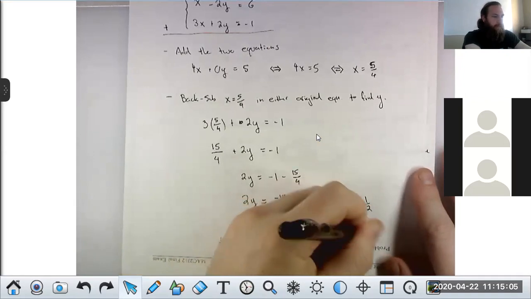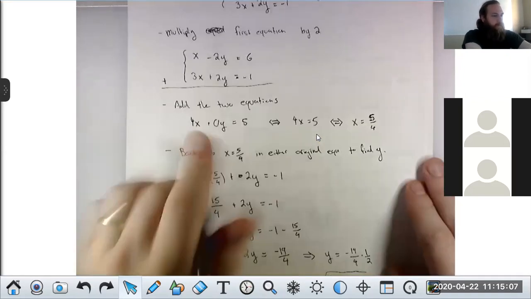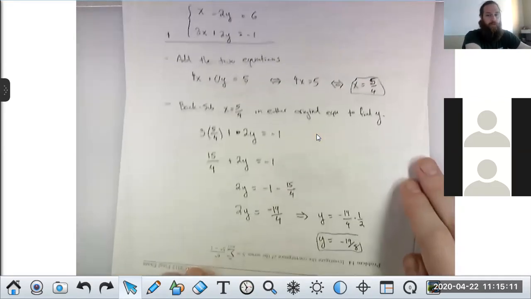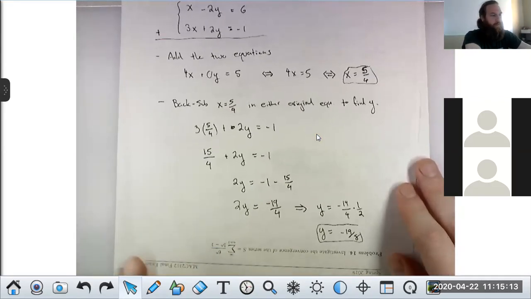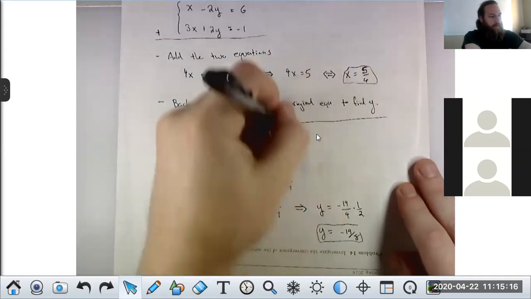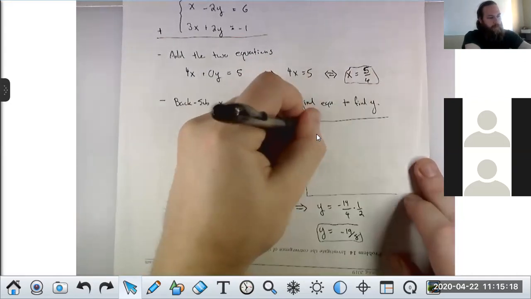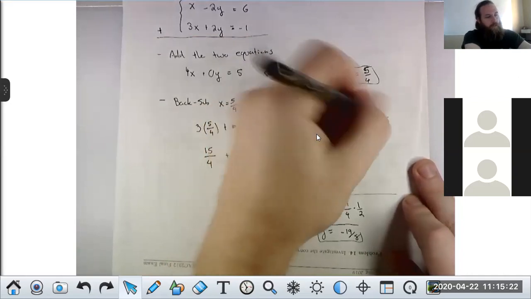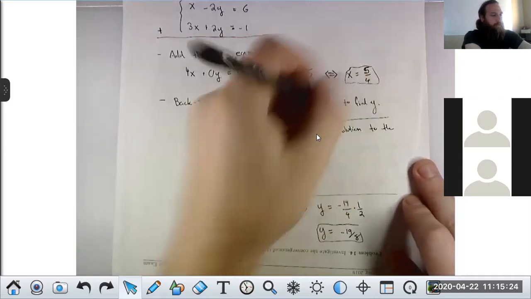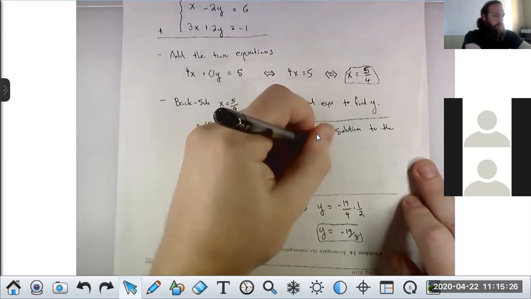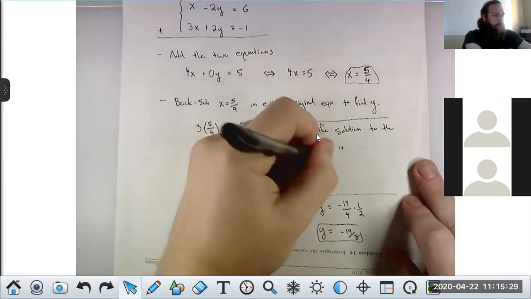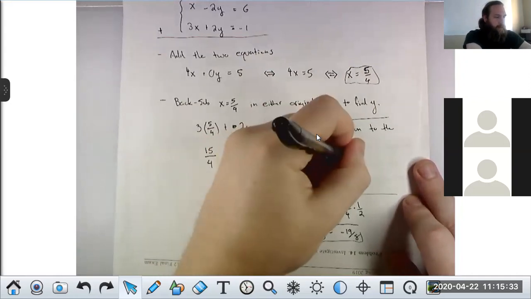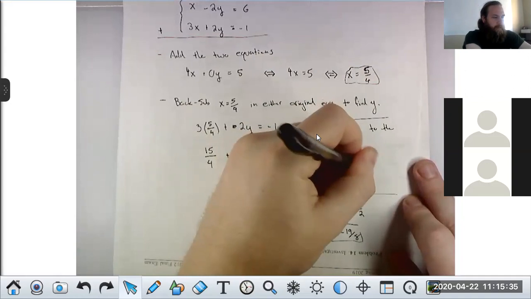So this is the y value, and this is the x value. So the solution to the system is the point 5/4, comma, negative 19/8.